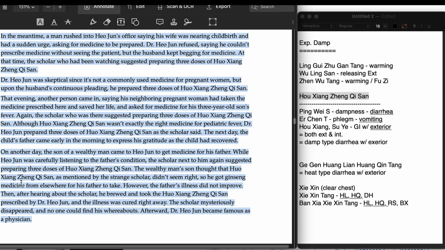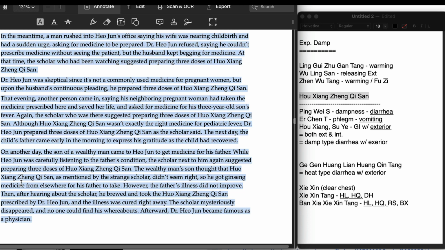However, the father's illness did not improve. Then, after hearing about the scholar, he brewed and took the Huo Xiong Zheng San prescribed by Dr. Heo Jun, and the illness was cured right away. The scholar mysteriously disappeared, and no one could know his whereabouts. Afterward, Dr. Heo Jun became famous as a physician.